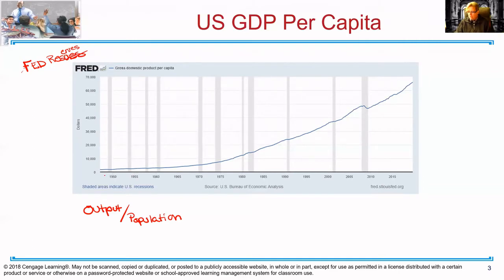Okay, so we can see that if we look all the way back in the 1950s, we have a very low output per population. And that's grown significantly over time, particularly when we started trading in the world economy. Every time you pull up any data from the Federal Reserve Economic Database, or FRED, you're going to see these shaded lines. These shaded lines are important because they tell us that during this time period, we had a recession.